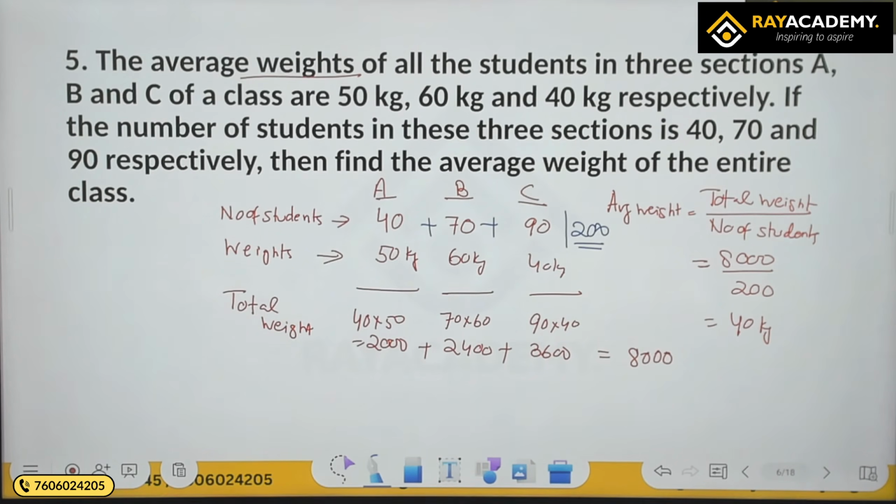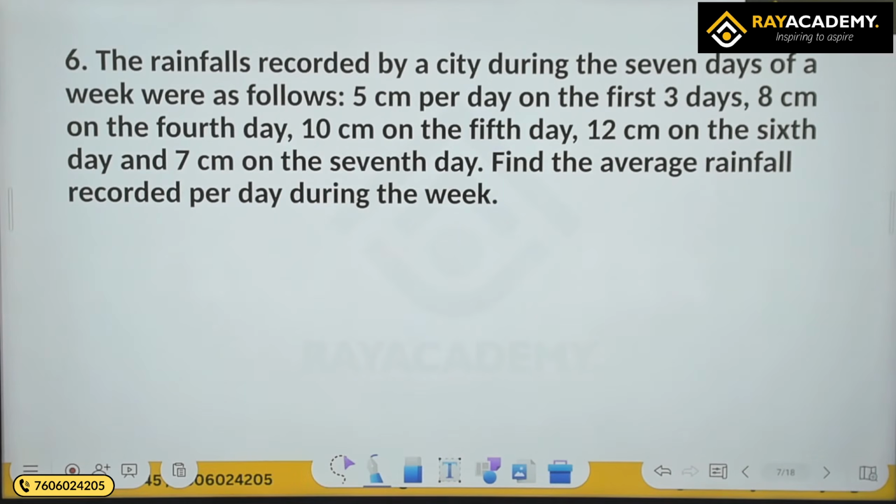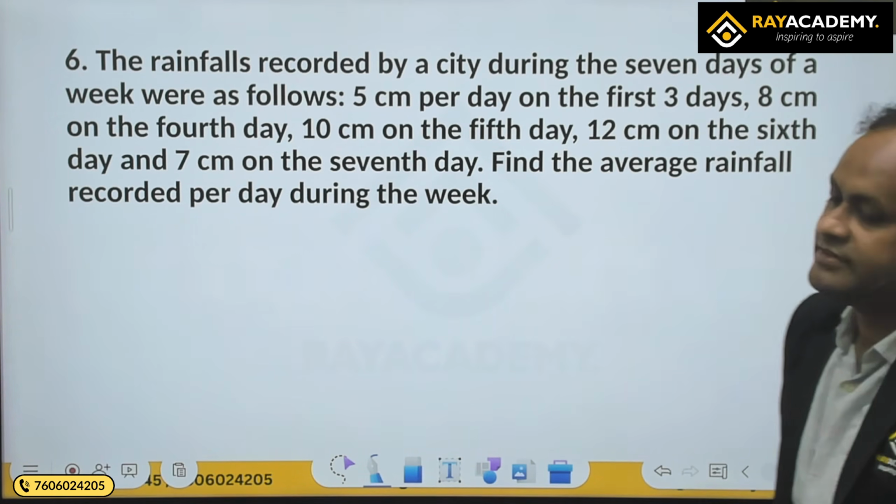Okay, this is question number 5. Next, come to question number 6. The rainfall recorded by a city during the 7 days of a week was as follows: 5 centimeter per day on the first 3 days, 8 centimeter on the 4th day, 10 centimeter on the 5th day, 12 centimeter on the 6th day, 7 centimeter on the 7th day. Find the average rainfall recorded per day. This is also pretty simple.